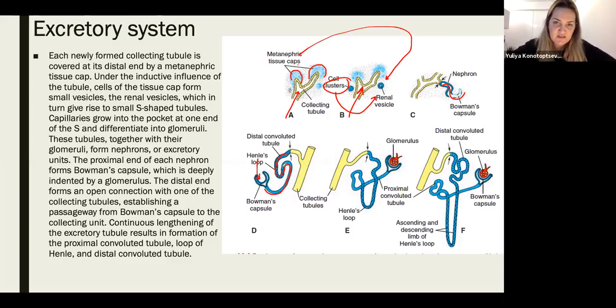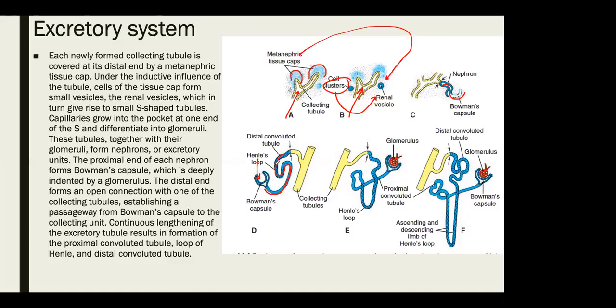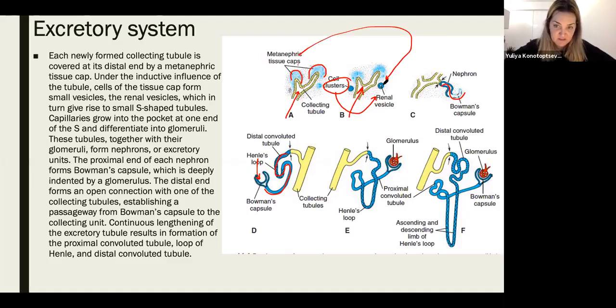So this renal vesicle, remind me, where did the renal vesicle come from? Which tissue has given you renal vesicles? Metanephric tissue. So metanephric tissue created these renal vesicles. These renal vesicles dilate, elongate, and keep on dilating and elongating until the entire nephron is created. What does the nephron consist of? Well, the renal corpuscle, proximal convoluted tubule, loop of Henle, and distal convoluted tubule.